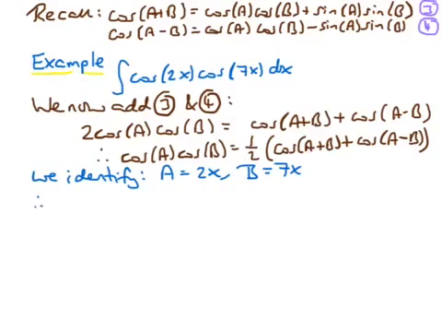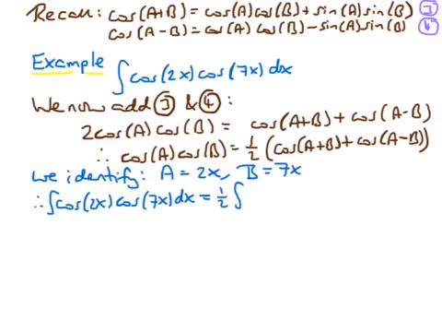What we have is that the integral of the cosine of 2x times the cosine of 7x with respect to x is going to be, now again there is a half in front of everything here, so since that's going to multiply everything inside the integral, we might as well just take it outside. It makes the integral look simpler and less threatening.